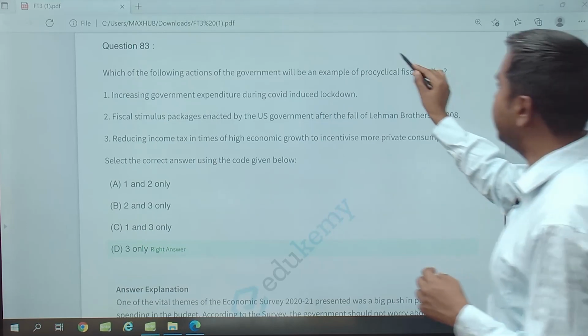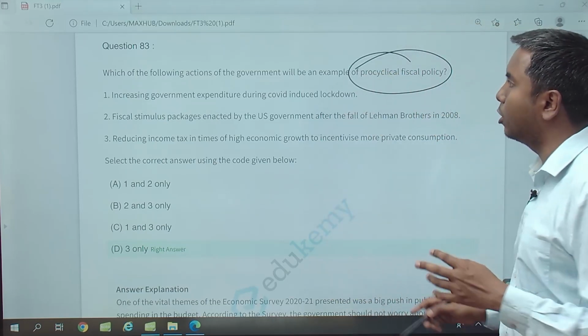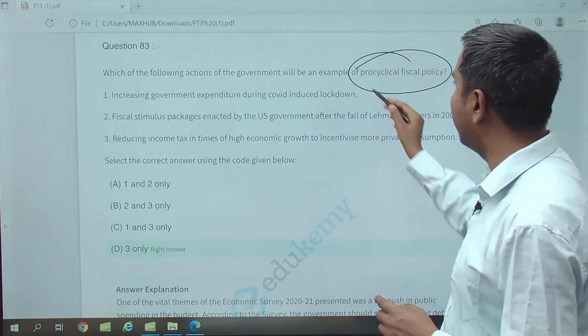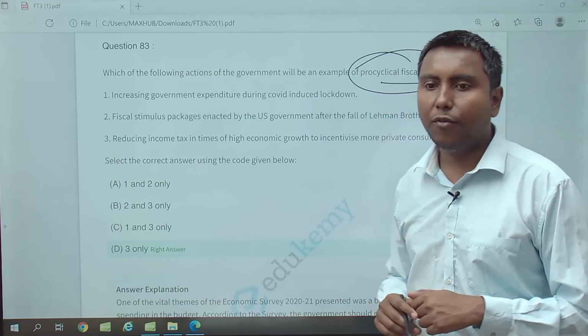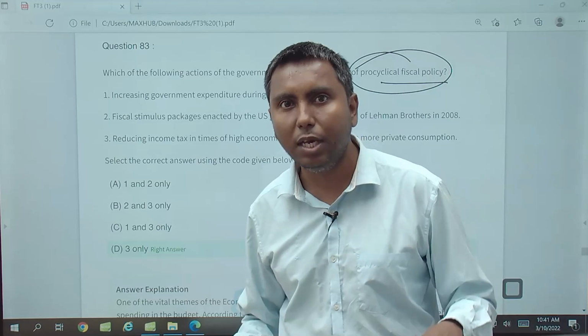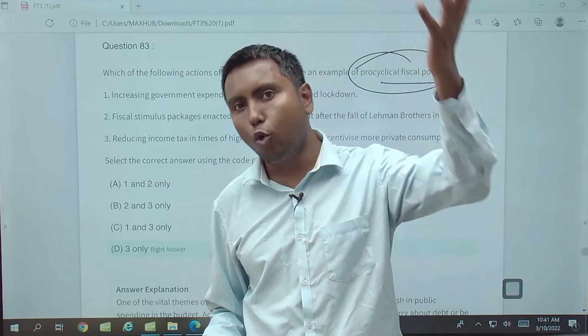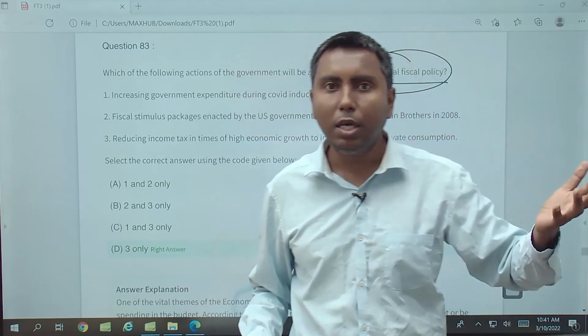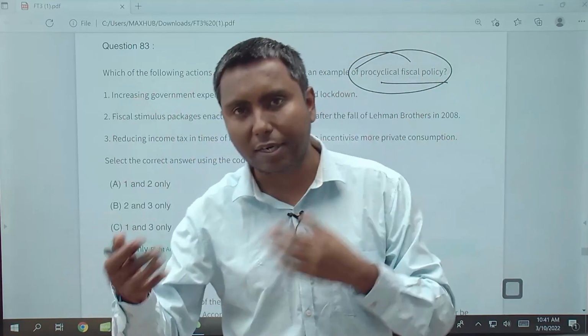Okay, again this is an easy question on pro-cyclic fiscal policy. Which of the following actions of the government will be an example of pro-cyclic fiscal policy? Now, what is the meaning of pro-cyclic fiscal policy? It means that if the economy is booming, if the economy is doing good, then the government will incentivize further investment.